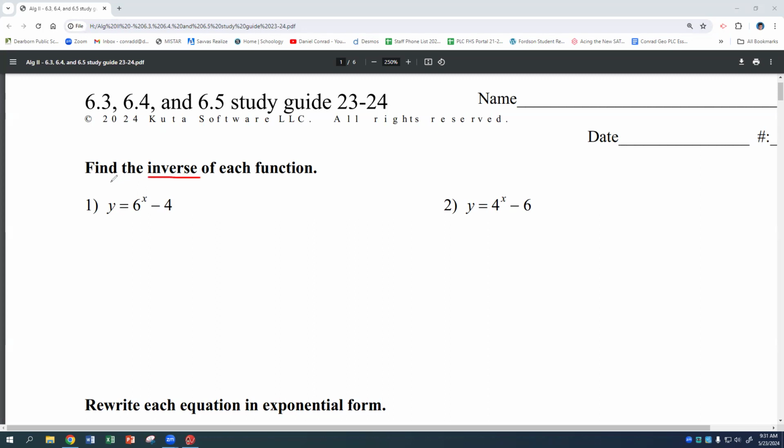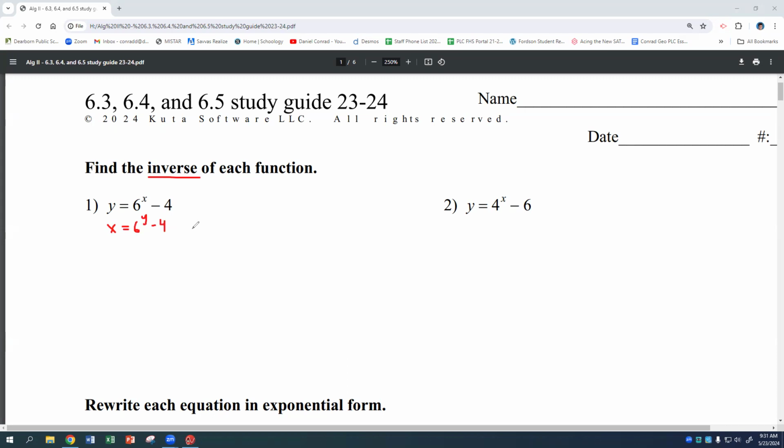So step one was, if they had written it in the form f of x equals 6 to the x minus 4, to change the f of x into a y, which we don't have to do here because it's already a y. Step two is to flip the x and the y. So we're going to make this x equals 6 to the y minus 4.